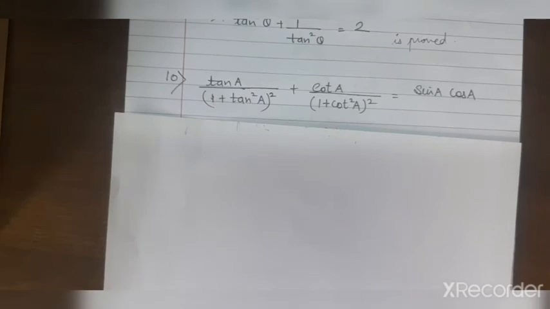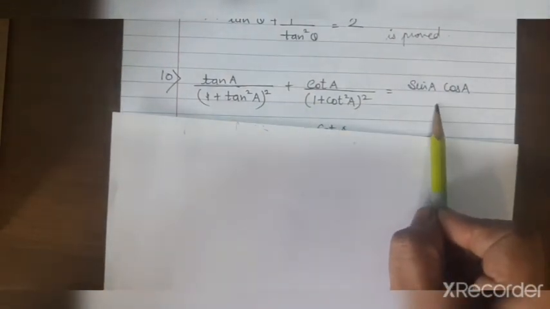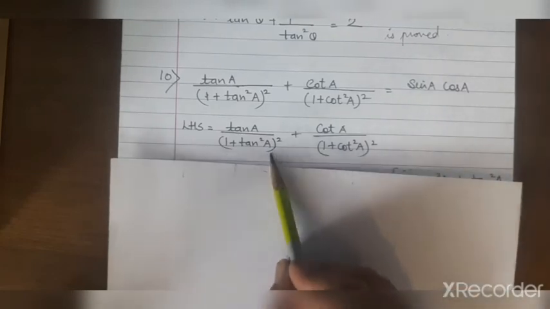Okay, after the 9th sum, this is the 10th sum. Again, this comes in the form where we have to prove LHS equal to RHS. They have not given us anything, like in the 9th sum, where they had given us something and from there we derived. So here, naturally, we have to take the left hand side first. LHS is quite big, so we will take LHS, and we have to come to this, sin A into cos A.